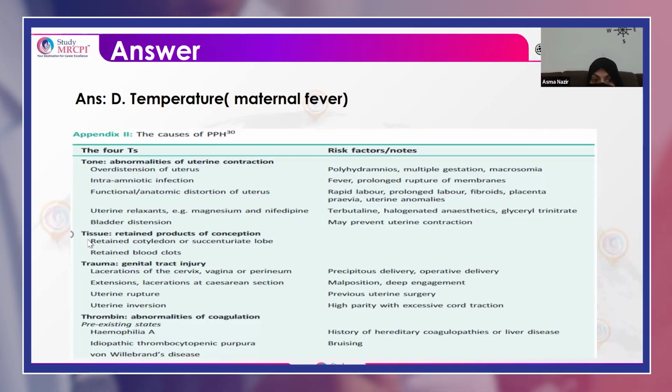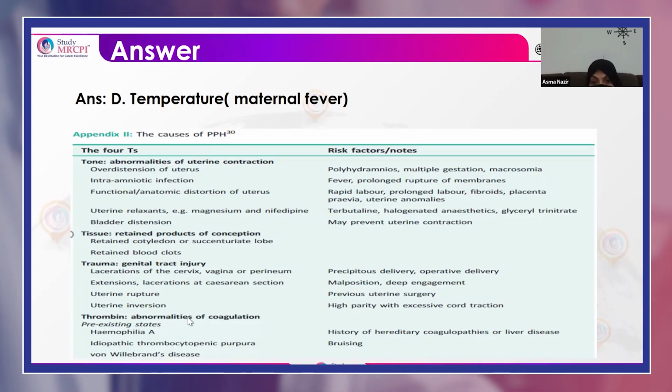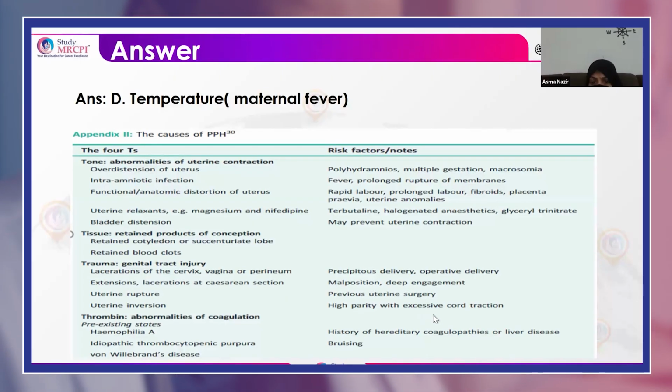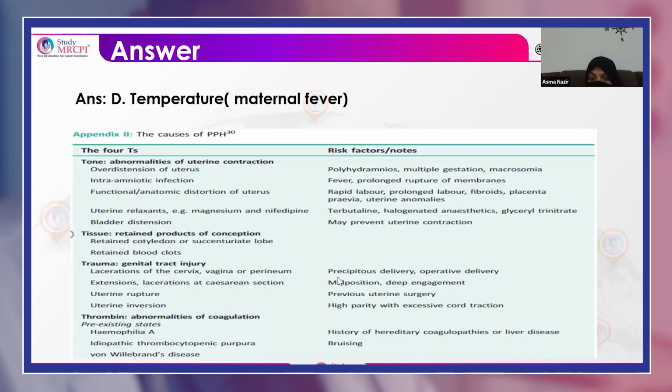And the next T is tissue, which is the retained products of conception. Trauma, if there is any genital tract injury, regarding lacerations of the cervix, vagina, perineum, extensions, lacerations at C-section, uterine rupture or uterine inversion. These can happen because of precipitous delivery or operative delivery, malposition, deep engagement, previous uterine surgery, high parity with excessive contraction. And thrombin means any abnormalities of coagulation, like in patients of hemophilia A, ITP, von Willebrand disease. So it is important to know the risk factors because the questions can come from any view.